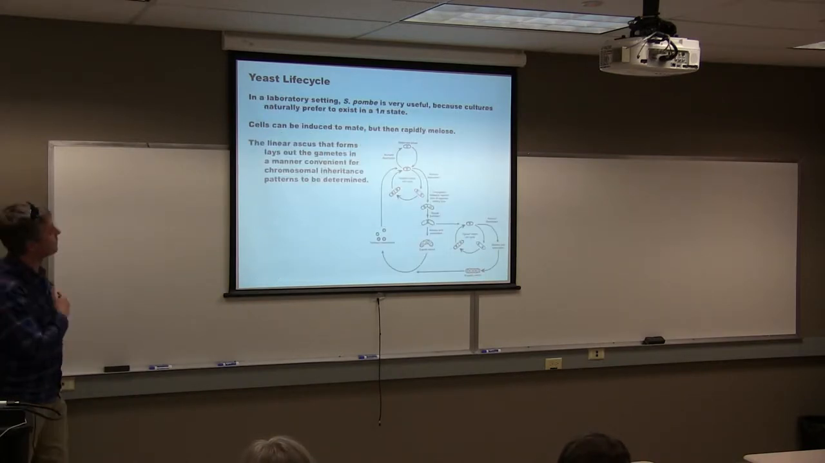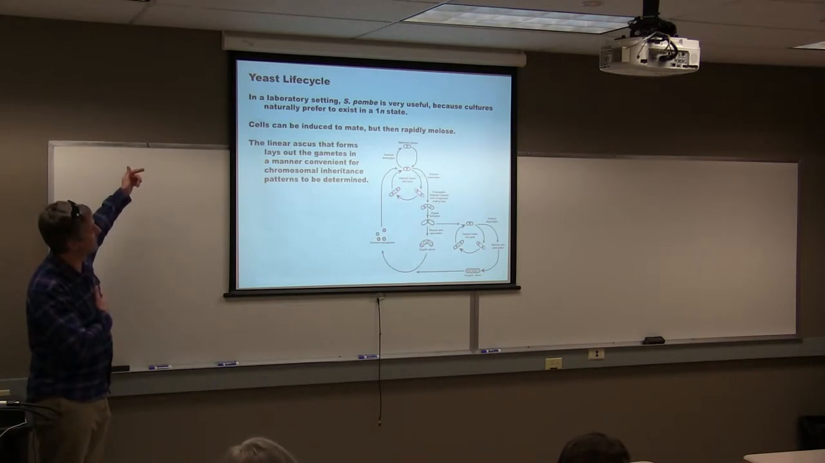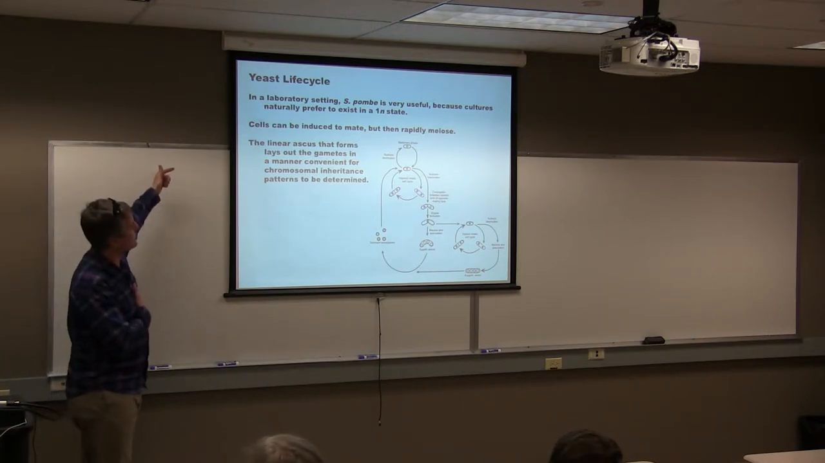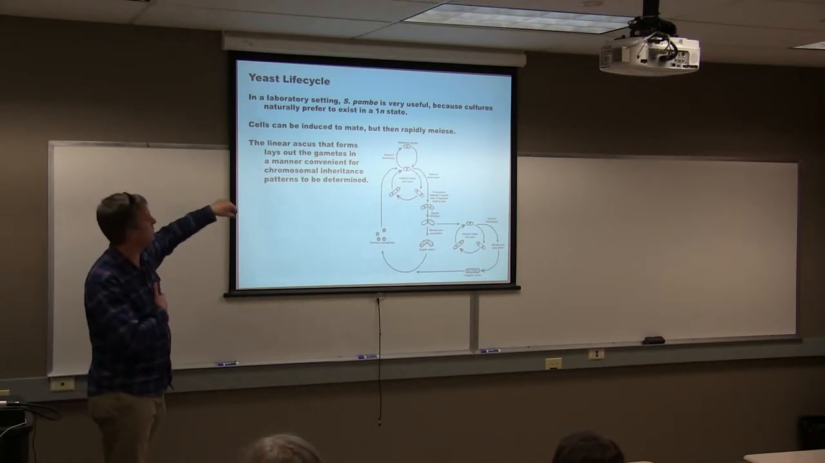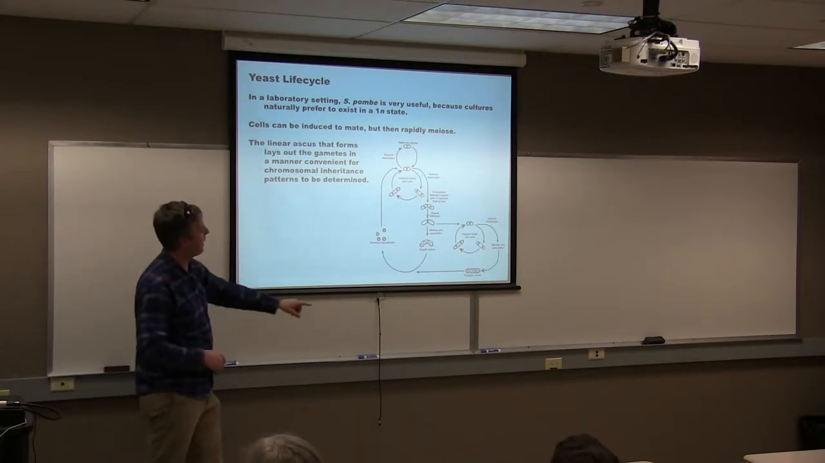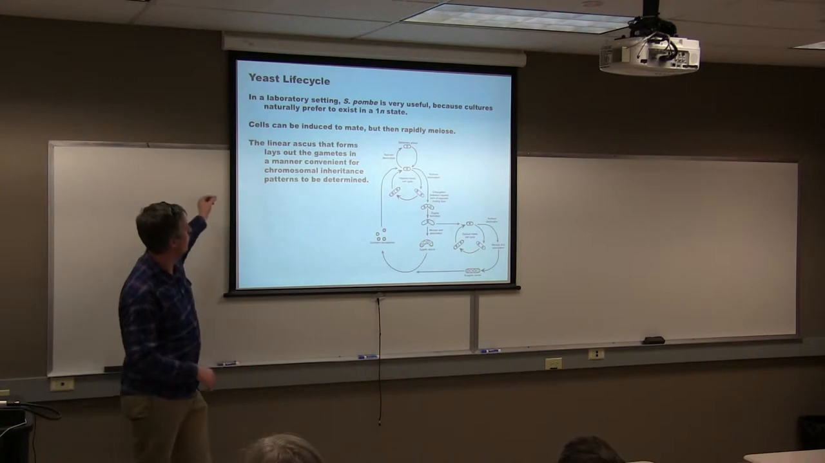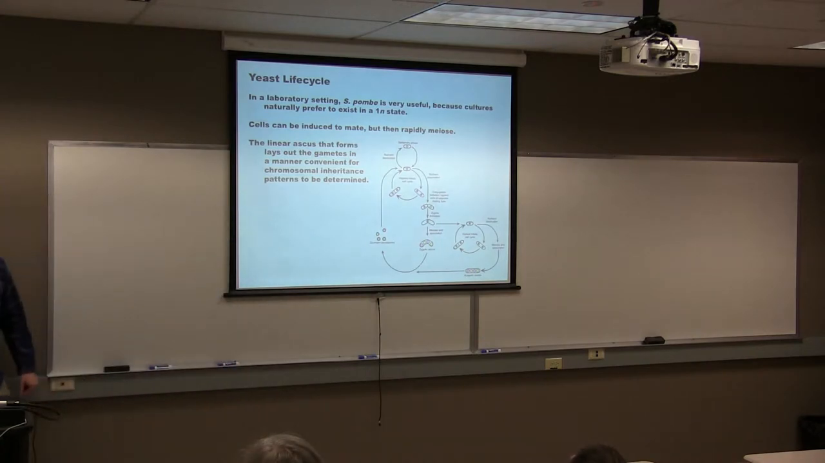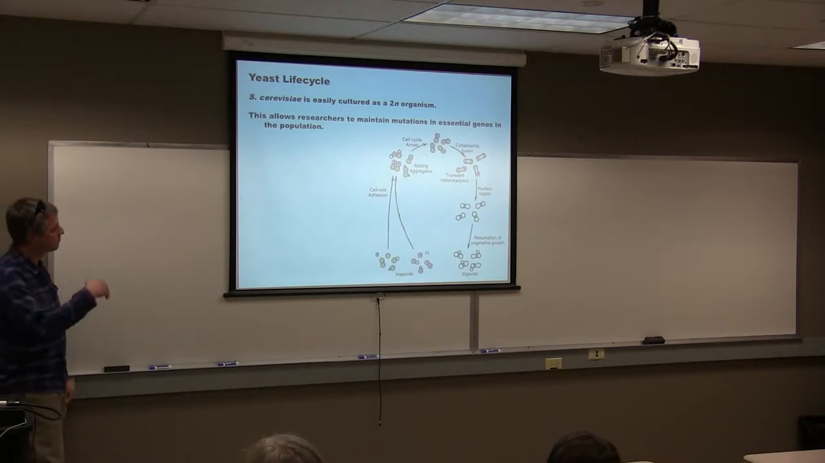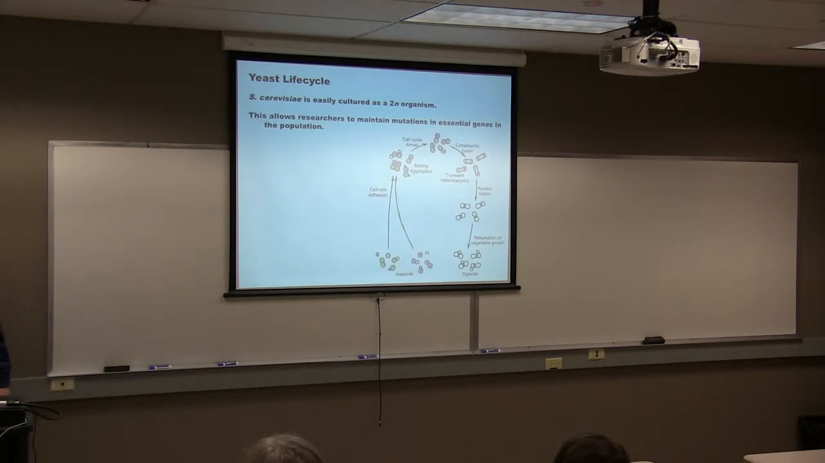POMB is useful because it likes to exist in the 1N, haploid state. You induce it to mate, but then it goes through meiosis really quickly. And with the linear ascus, you can identify where things are. And the yeast life cycle is the same thing, just to reiterate. I think we've covered that pretty well.